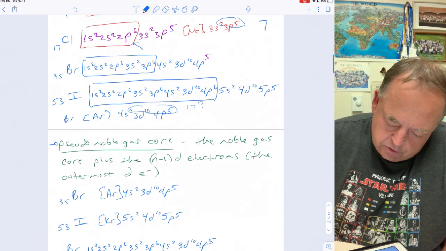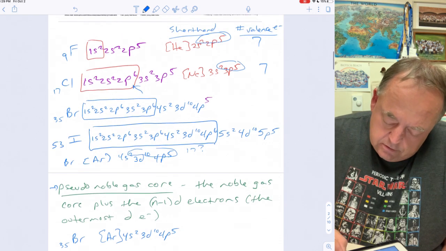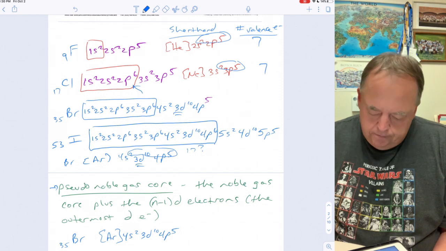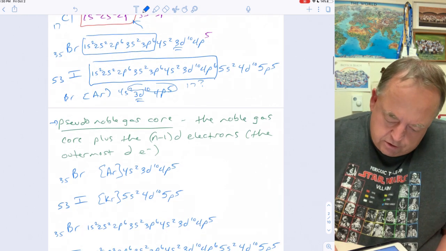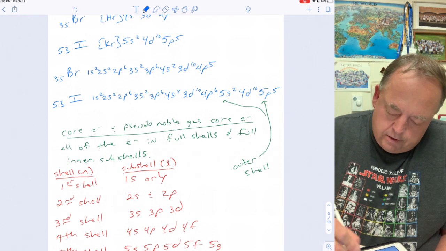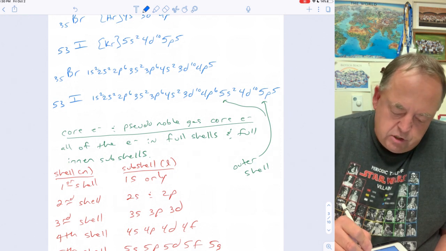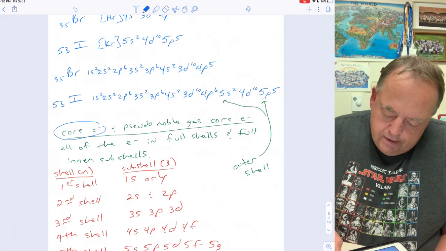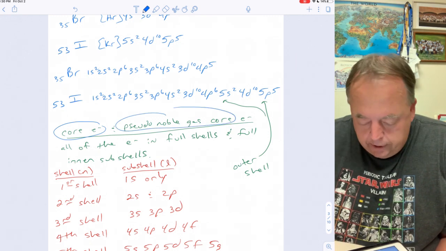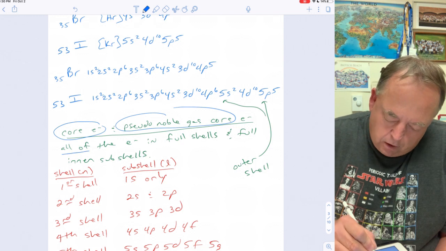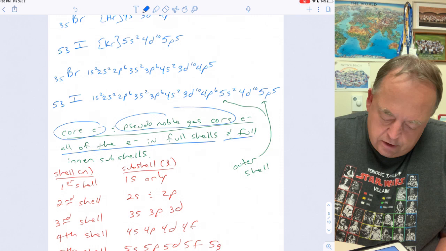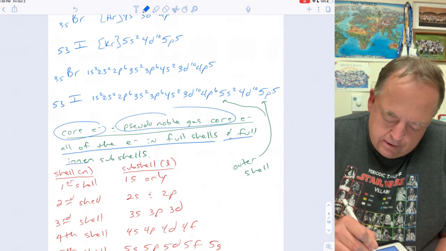And so that would be the 3d, right? So we're going to subtract those out. Another way to look at this is the valence electrons would be, you subtract out the core electrons and you subtract out the pseudonoble gas core electrons. So that's going to be all of the electrons in full shells plus all of the electrons in filled inner subshells.